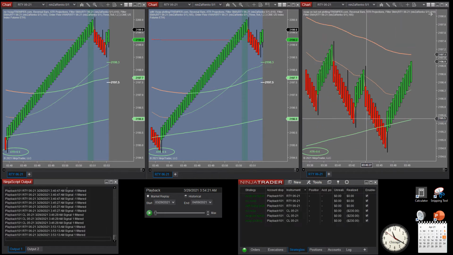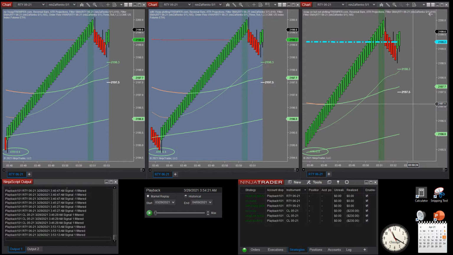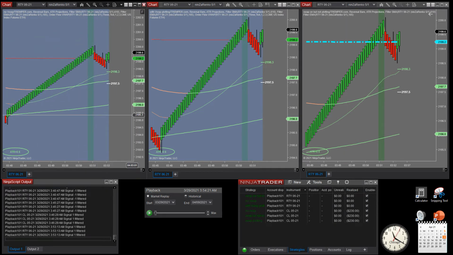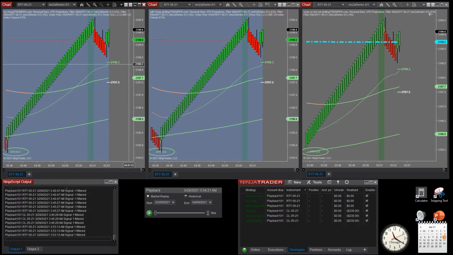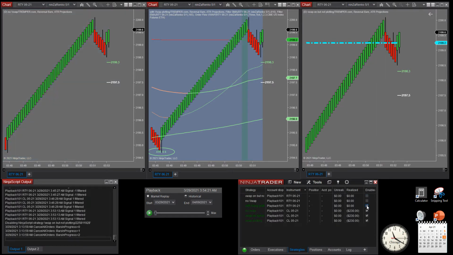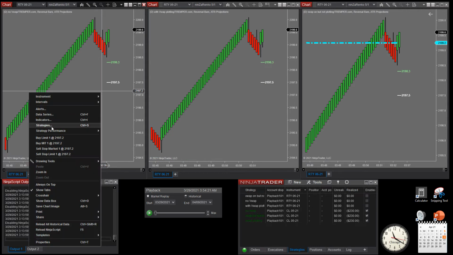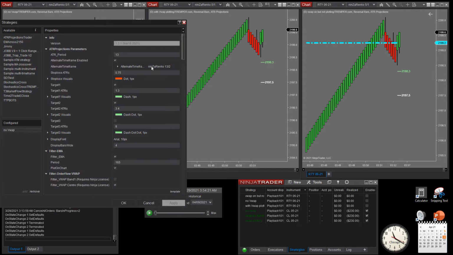But anyway, the moral of the story is it crossed here, but it didn't set up. Why didn't this one go? Because this one's not dependent on VWAP. So why? Wait a minute. What? Oh my God. Jesus. This is insane.